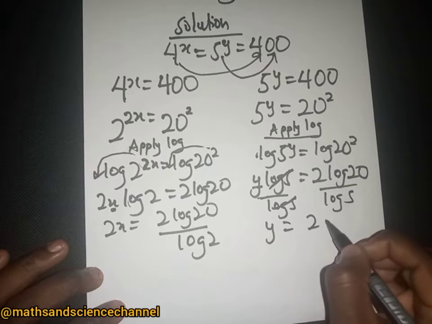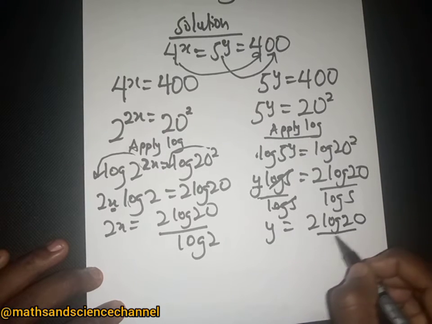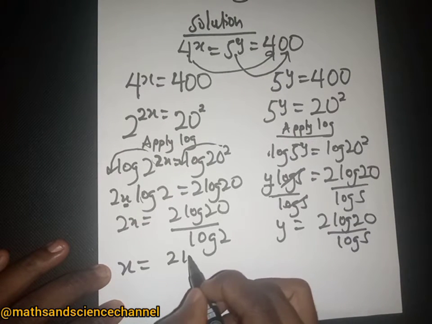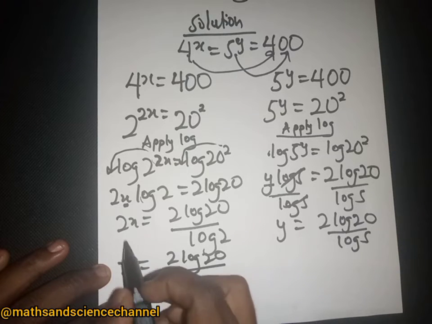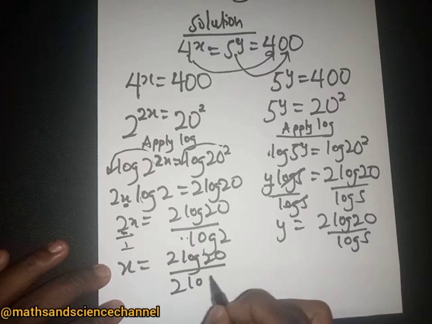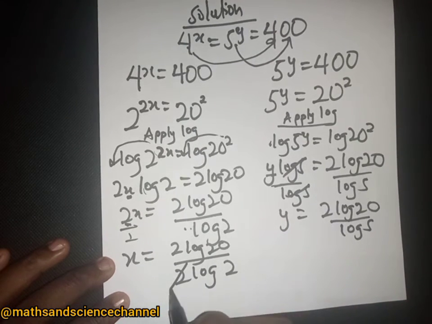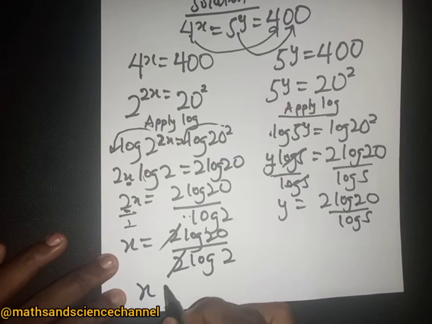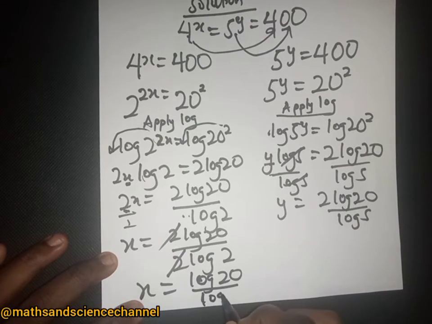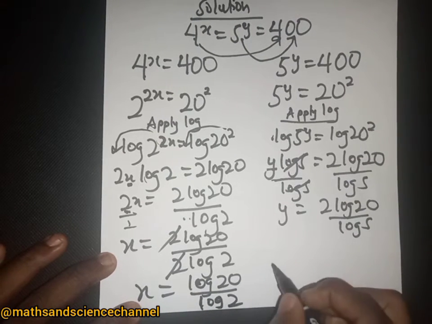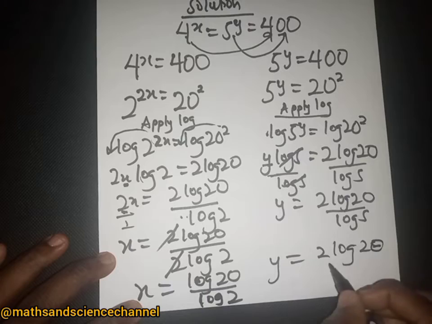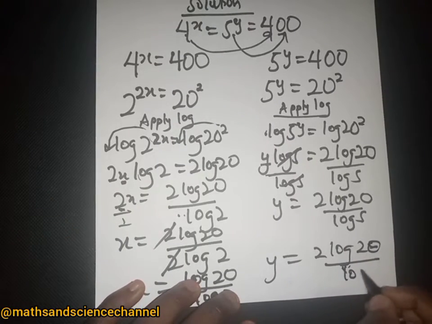So y is equal to 2 log 20 over log 5, and then x will just be equal to 2 log 20 divided by 2 log 2. But the 2 cancels that 2, and we have x equal to the log of 20 divided by the log of 2. So that will be x, and y is just 2 log 20 over log 5.